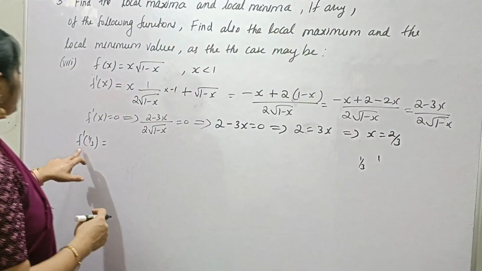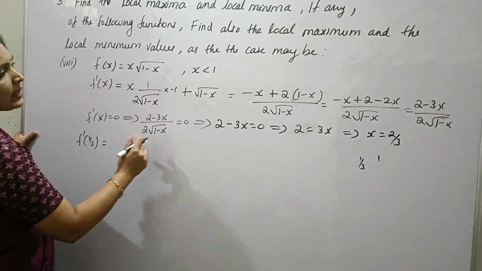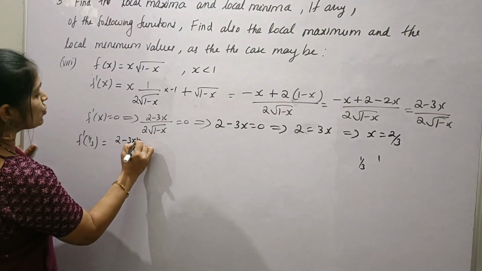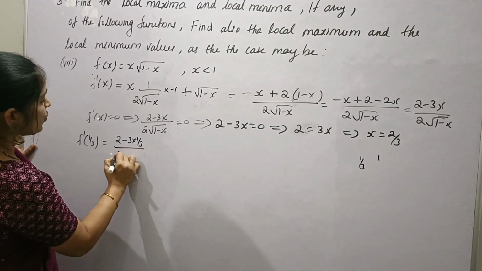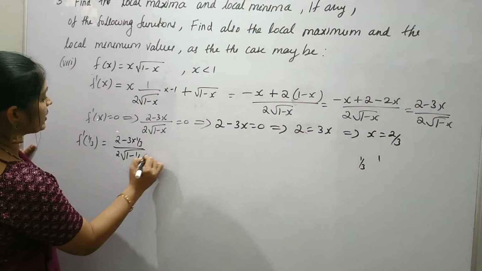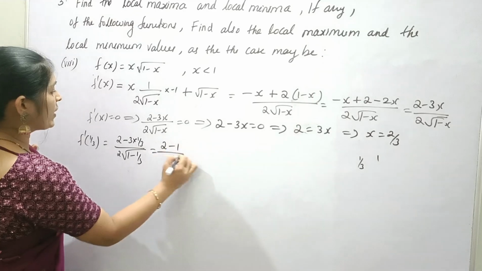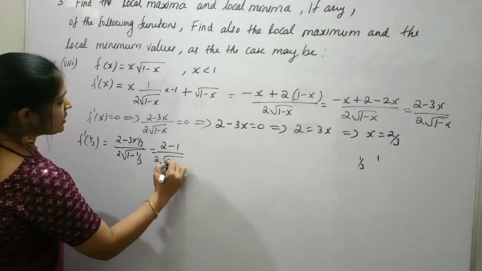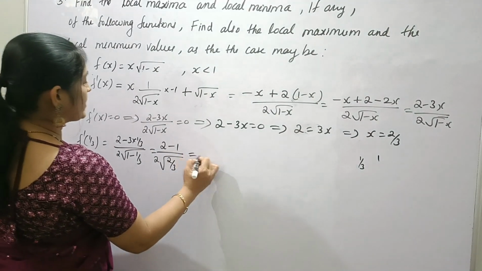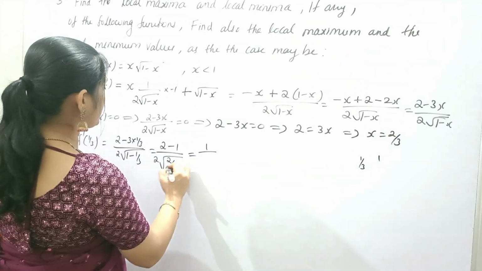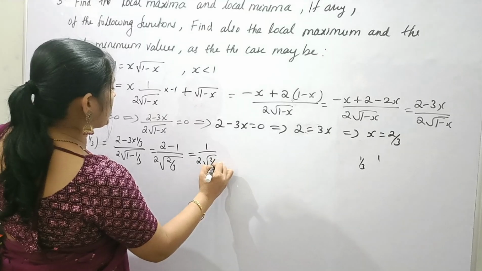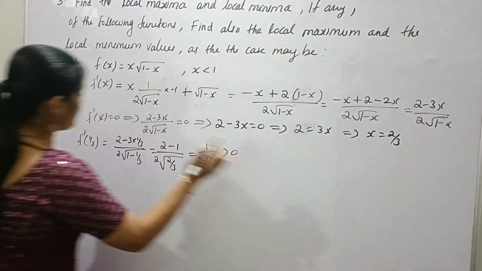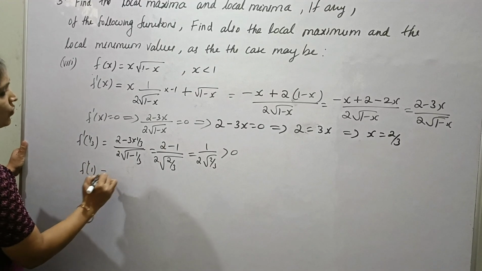So here f dash of 1 by 3, here it is our f dash of x: 2 minus 3 into 1 by 3 divided by 2 into root of 1 minus 1 by 3, that is equal to 2 minus 1 divided by 2 into root of (3 minus 1) by 3, that is 2 by 3. So that is equal to 1 divided by 2 root 2 by 3. See, it's always greater than 0. Next, let us check f dash of 1.